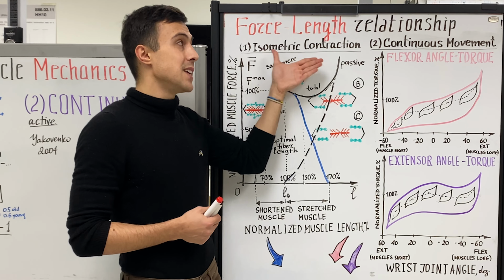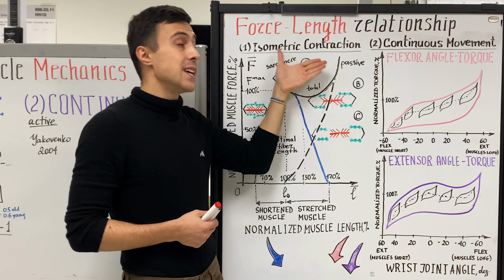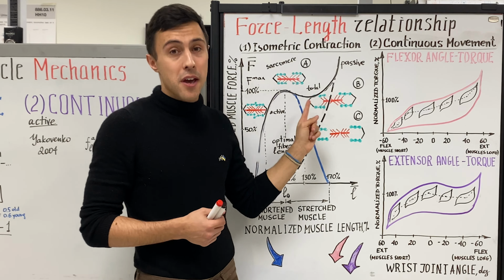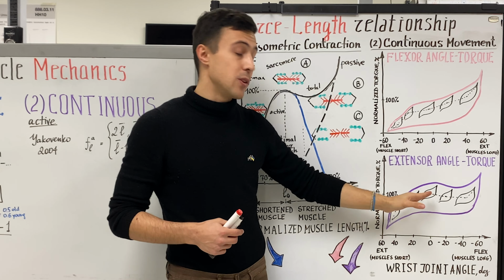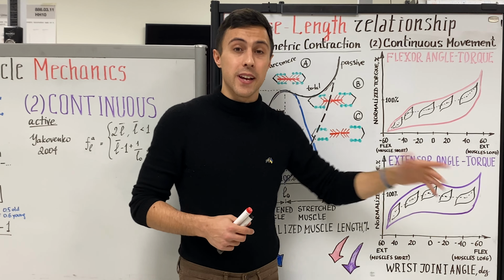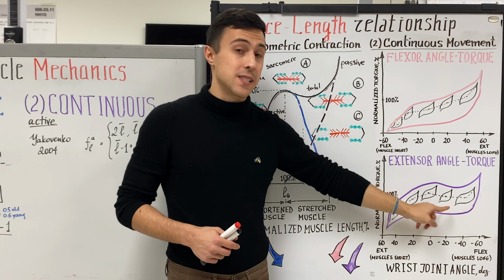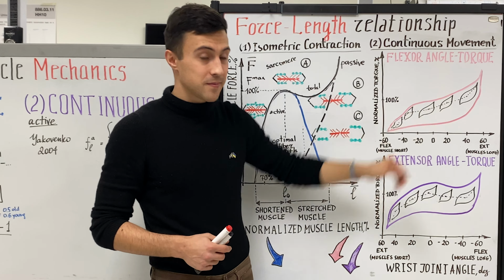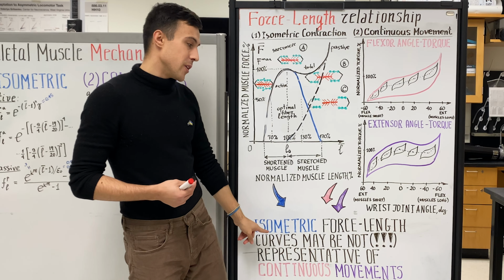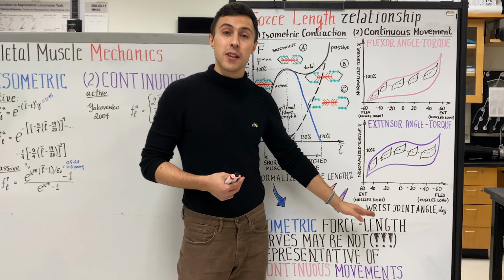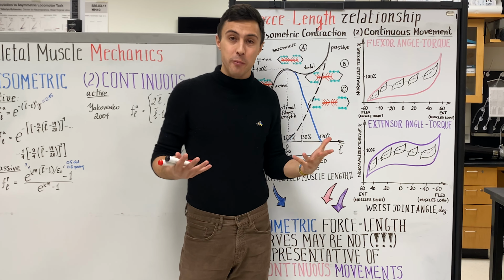This tells you that the isometric force-length relationship, or I should say force-length relationship for isometric contraction, this curve, cannot really be applied to continuous movements, because it only matches what is happening in real life for extensor torque that was accessed over the whole range of motion, not for the little movements and not for the flexor muscles at all. So obviously, the main conclusion of the paper written here is that the isometric force-length relationship may not be representative of the actual continuous movements.